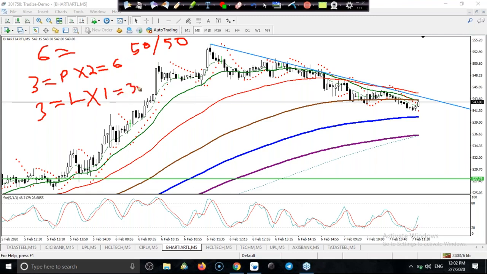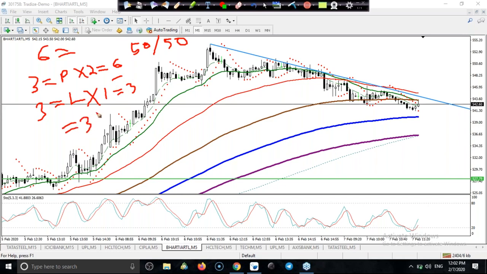If you deduct 3% from 6%, there will be 3%. That means your profit will be 3% of your entire portfolio. If you have 1 lakh, then you will earn 3,000. That is enough in a single day. Remember, that is why in intraday trading we need high probability trades.